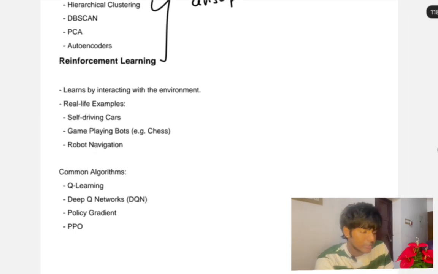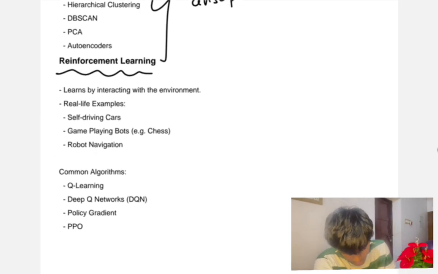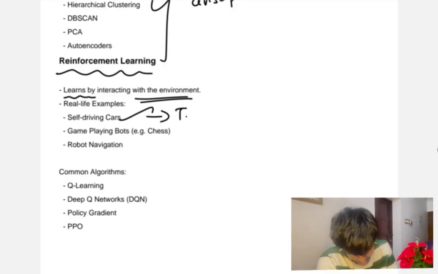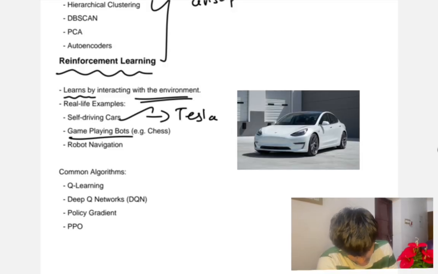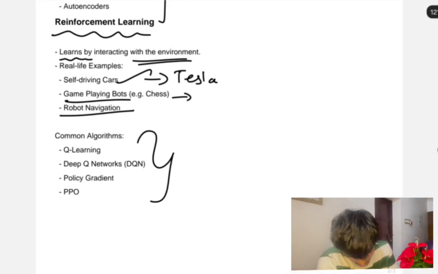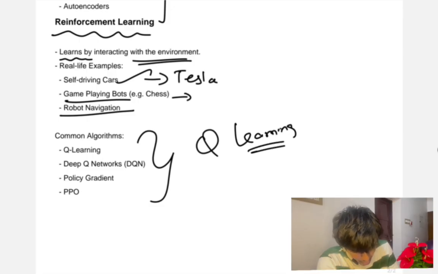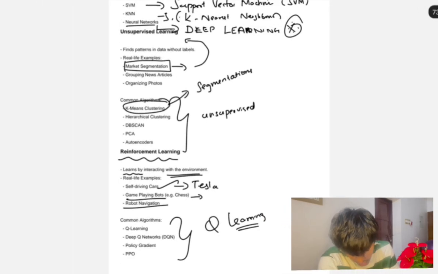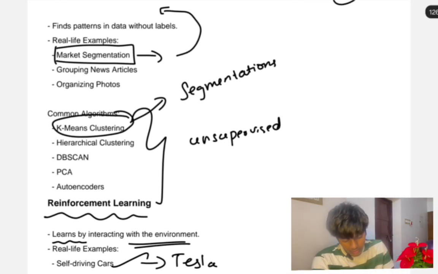And the third thing is reinforcement learning. As we already saw, it learns by interacting with the environment, and real-life examples are self-driving cars, for example Tesla, game-playing bots, chess, and robot navigation. These are the important algorithms; Q-learning is the one major companies like Tesla and Google are using. So this is what machine learning is, and these are the types of machine learning.